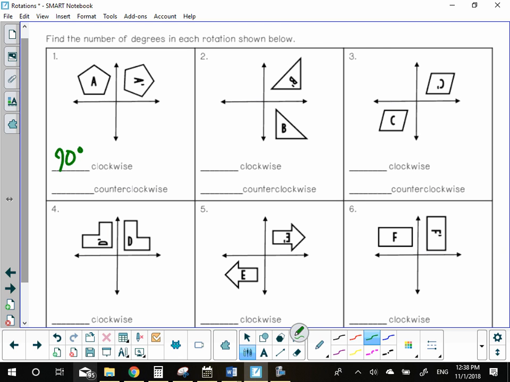And I could do the same thing. I could go the other way around. How far would that be counterclockwise? I want to be a little bit further than that. So we're going 1, 2, 3 sections over. So it's 90 times 3, 270 degrees.